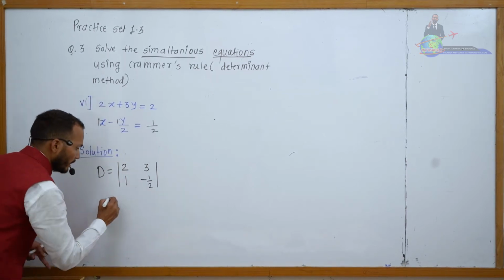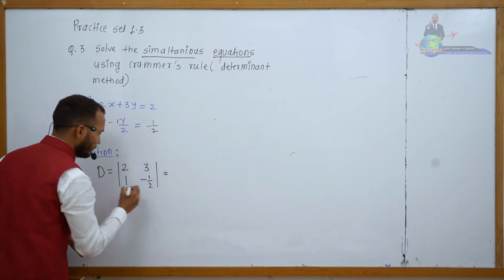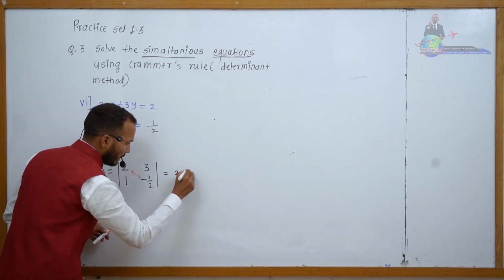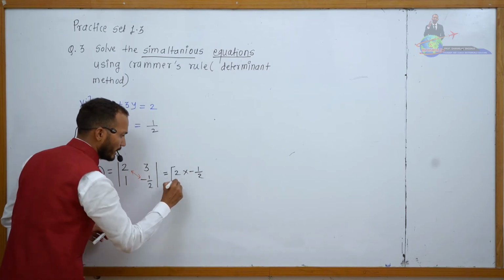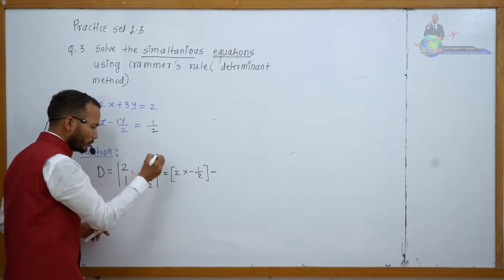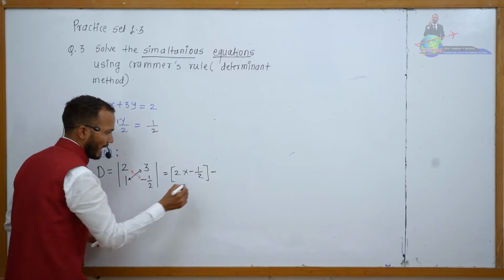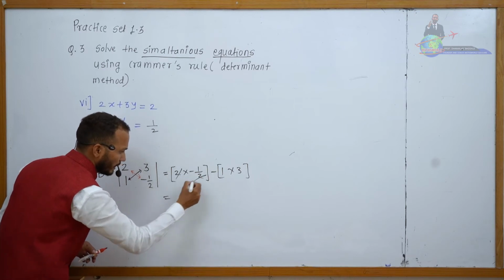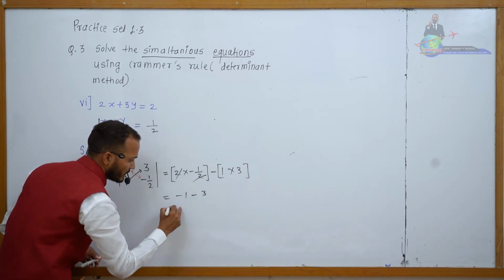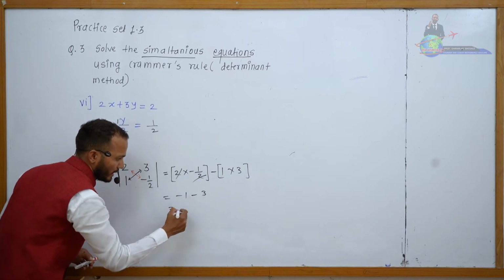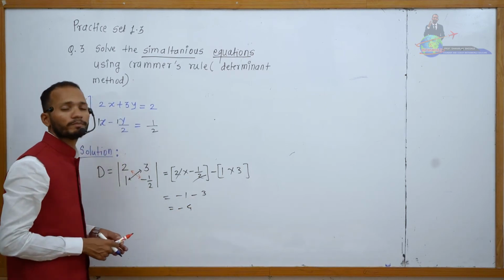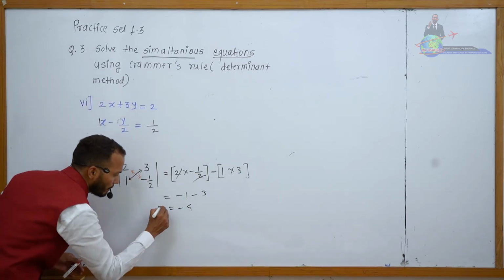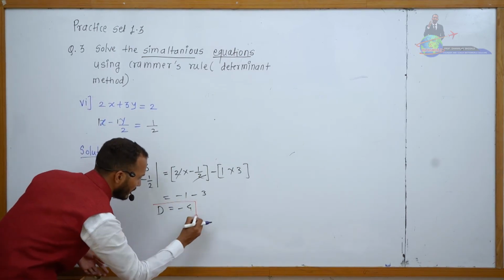So solve it. D is equal to the multiplication of these two: 2 multiplied by minus 1 by 2. Middle sign minus, then 1 into 3. 1 multiplied by 3 is 3. Here 2 cuts, leaving minus 1, and here minus 3. Middle sign minus. Minus 1 minus 3 is minus 4. This is the value of D.